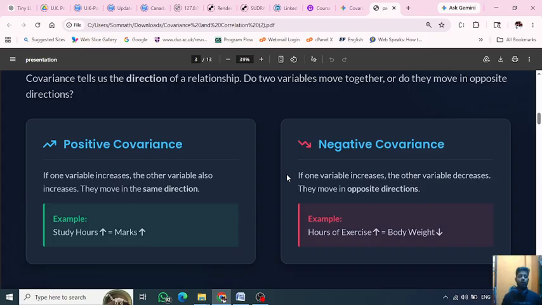So let's start with positive covariance. If one variable increases, the other variable also increases. That means they move in the same direction. It's called positive covariance. Like study hours: if you increase them, marks also increase. Right?